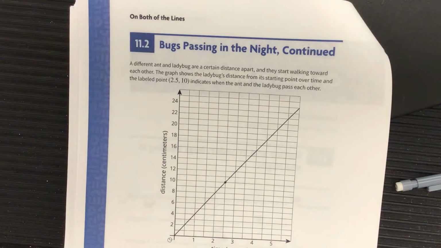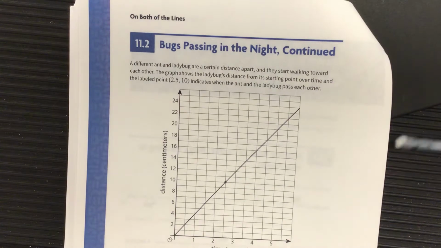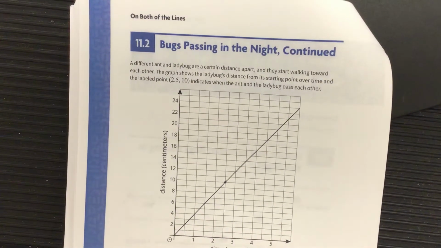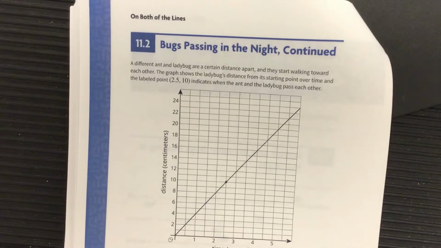11.2. Most ladybugs. Kellen. All right. A different ant and ladybug are a certain distance apart and start walking toward each other. The graph shows the ladybug's distance from the starting point over time, and the labeled point indicates when the ant and ladybug pass each other. The ant is walking 2 centimeters per second.